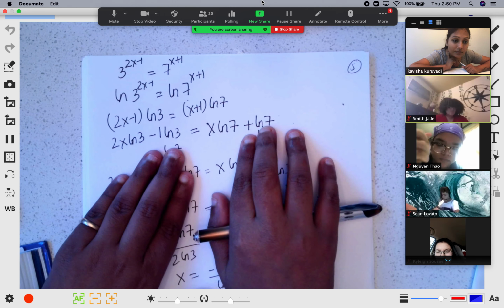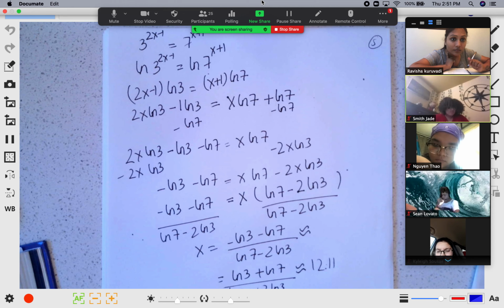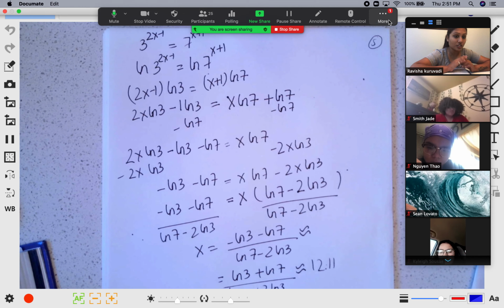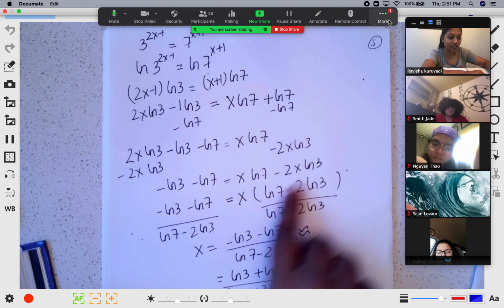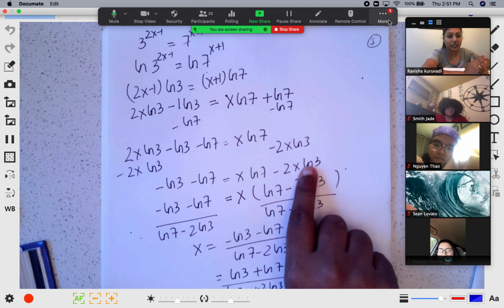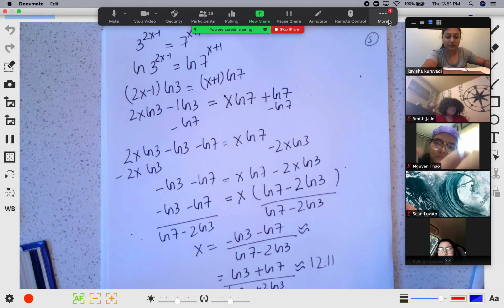Hey, Ms. K. Yeah. Gabby asked in the chat, does it matter which side you subtract from first? No, it does not matter which side you subtract first. You just have to take x terms on one side and constants on the other side. Like she took all the x terms on this side. Usually I take it on this side. It does not matter, you're still going to get the same answer.